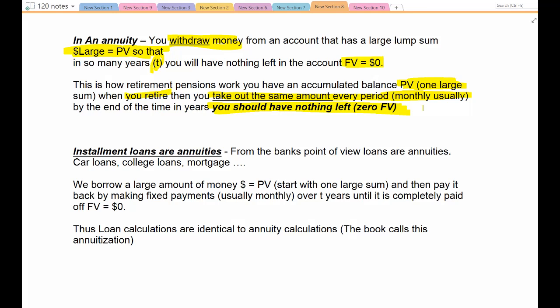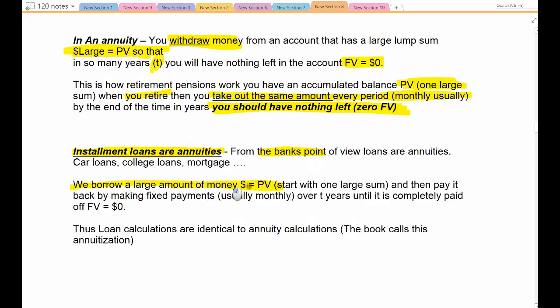Installment loans also work this way, and they are an annuity from the bank's point of view. This is the way most loans work. It's the way your college loan works. If you take out a car loan, that's how it works. Buy a house and get a mortgage, that's how mortgages work. Any loan that you get from a bank or an establishment is an installment loan, meaning you're paying them back in installments.